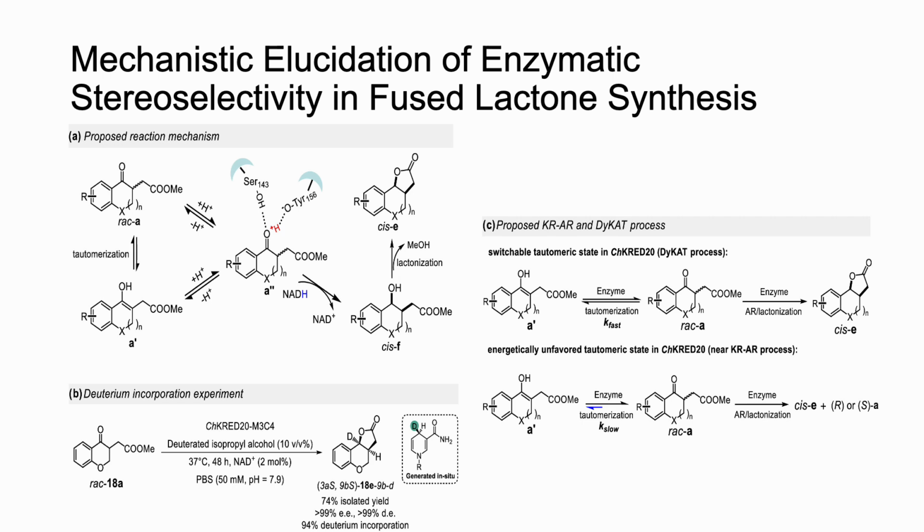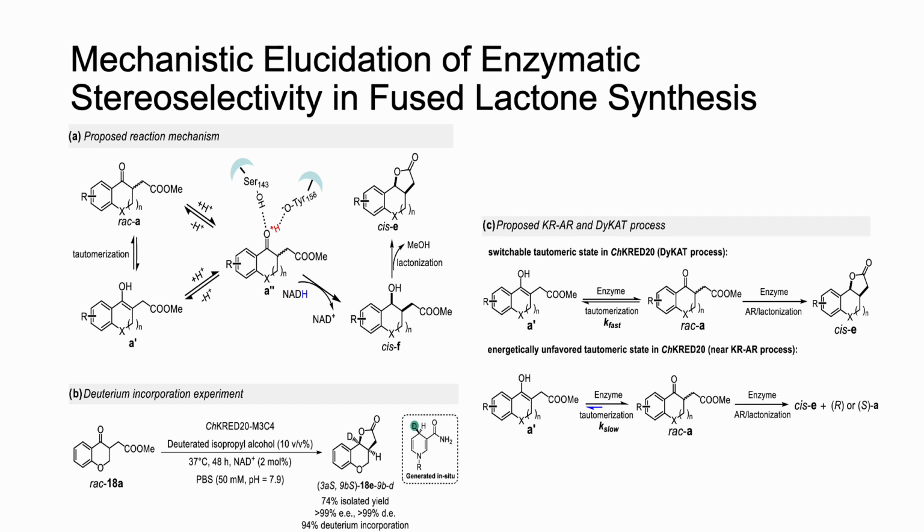In Figure A, it shows the reaction mechanism model proposed by the authors. The RAC A is a substrate which first undergoes enol-keto interconversions in the catalytic pocket of the enzyme to form the intermediate state A, which is supplied with protons by TYR156 and hydride anions by NADH to complete the asymmetric reduction to generate the intermediate CIS F, which is ultimately catalyzed into the product CIS E in methanol.